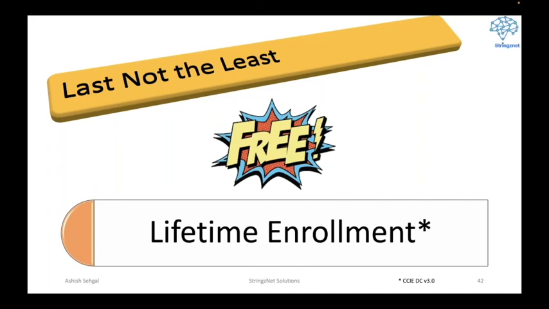Suppose if we launch a batch, I'm just telling you from StringNet's point of view, at a highly discounted rate, then the lifetime enrollment is not there. This is the reason the asterisk is being given. And one more reason is, in case another version, say version 4.0, is launched, then this lifetime enrollment will not be there. Let me be very honest with you over here as well.